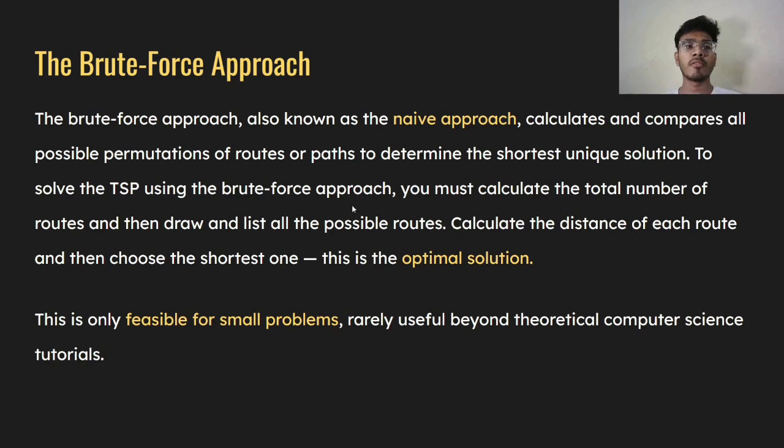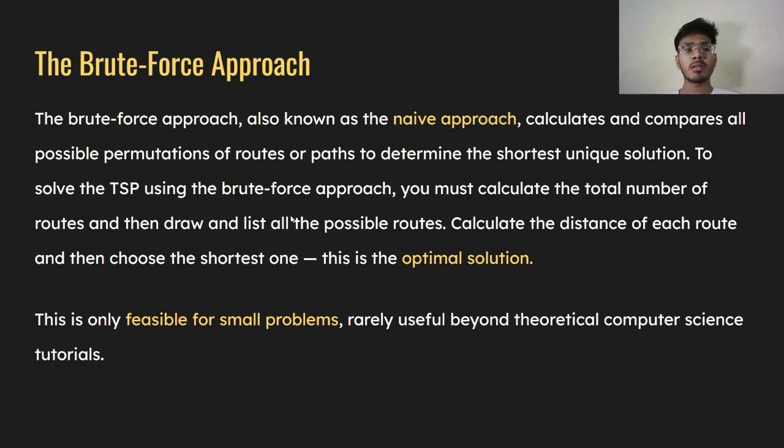The brute force approach is also known as the naive approach. It calculates all the possible permutations or routes of a path to determine the shortest solution. So what it does is it goes through all the permutations of all the possible paths that the traveling salesman can take, and then it saves the minimum path, that is the optimal solution that has to be taken.